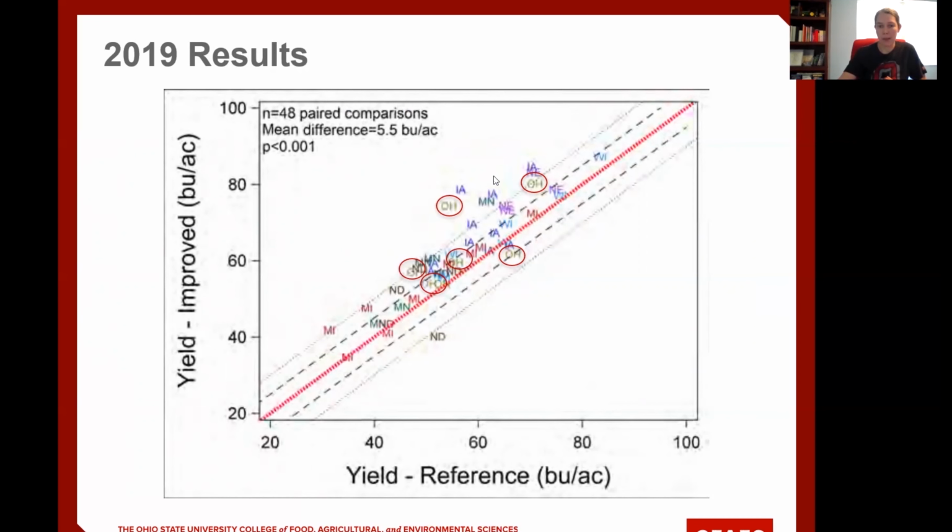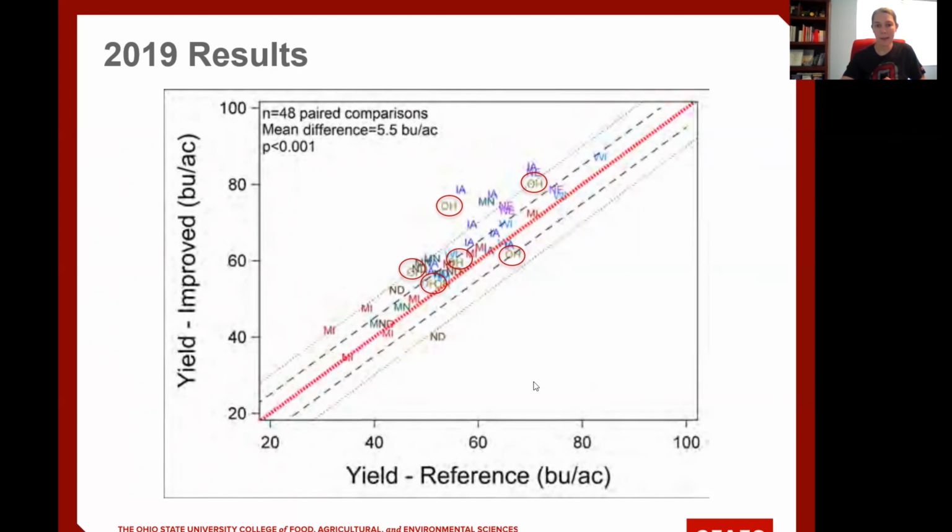Overall, in Ohio in 2019, there was a yield advantage to that improved treatment. Sometimes it was about 5 bushels per acre. Other times here, this location in particular had a 20 bushel yield advantage with the improved system. At this location, there was a planting date effect for sure, but also they had frog eye leaf spot in their field. So I think that earlier planting combined with having the foliar fungicide application really helped increase soybean yield there.